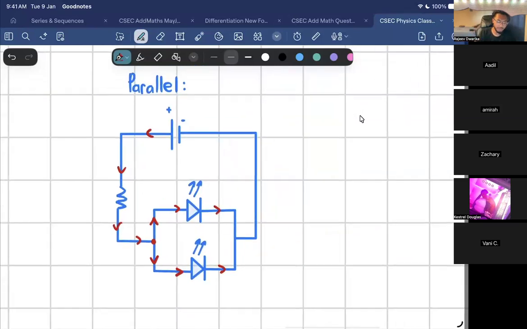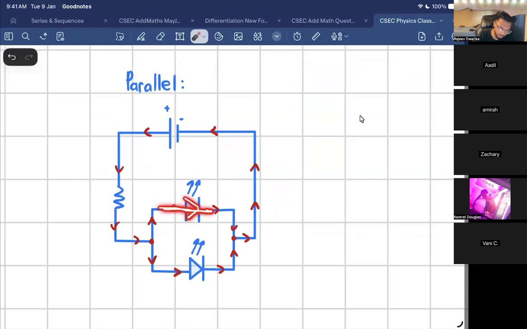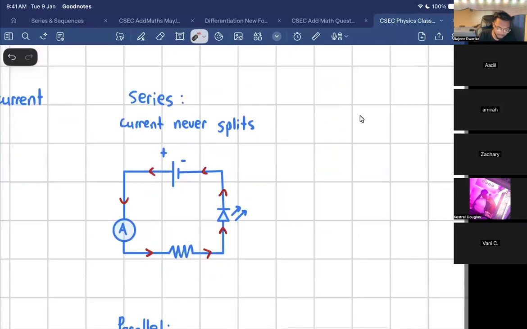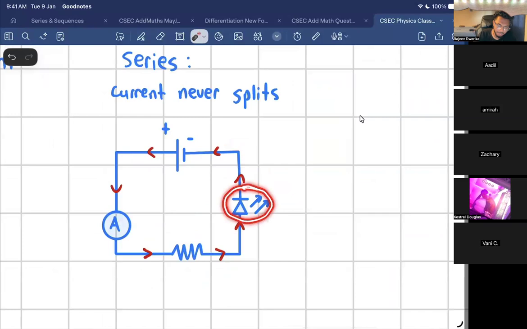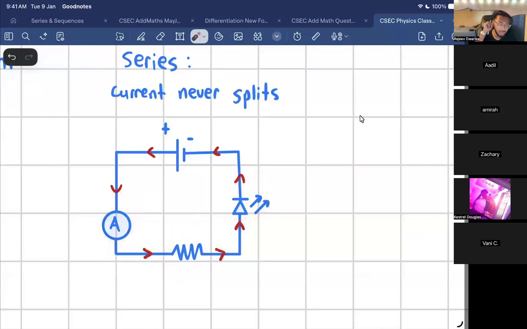So what components are parallel to each other here? The LEDs. And will the LEDs light up? Yes, because the current flows in the same direction as the forward bias, so they will light up. So in this circuit, we have the ammeter, the resistor, and the diode. They are in what? Series. Yeah. Guys, when you hear the word series, just think of one after the other.